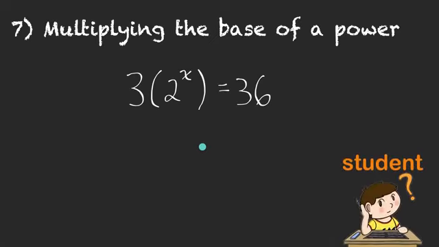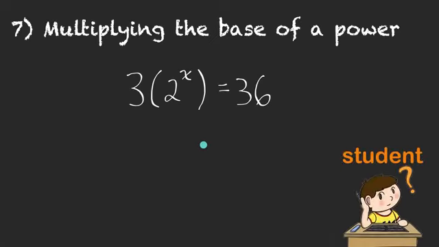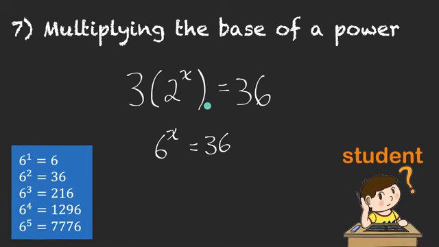Ooh, exponential equations. These ones are always tricky for me. Okay, I think this one's actually pretty easy. I can do this one, right? 3 times 2, that's just 6. So I've got 6 to the x equals 36. And I know my powers of 6. 6 squared is 36, and my answer has got to be 2.